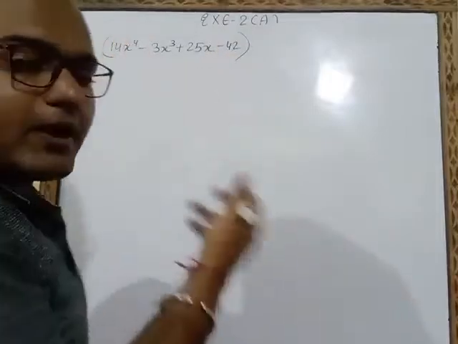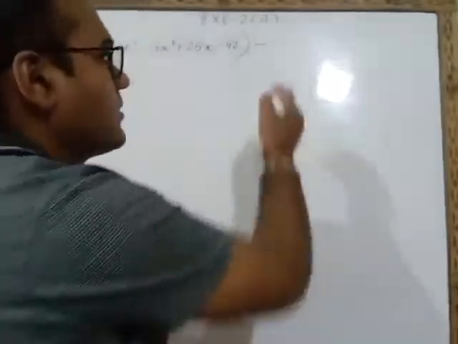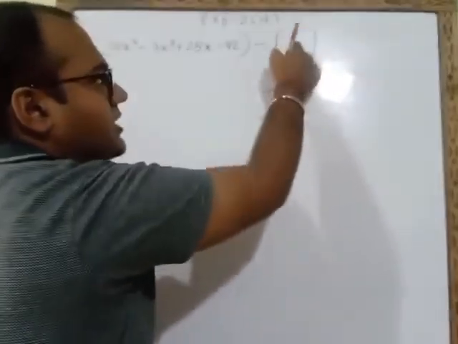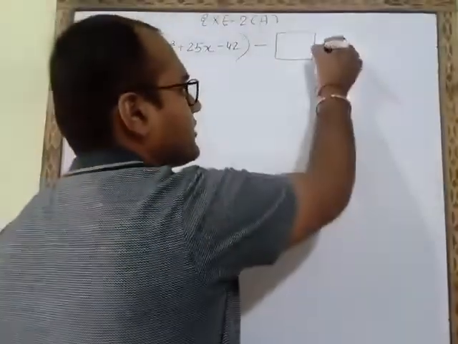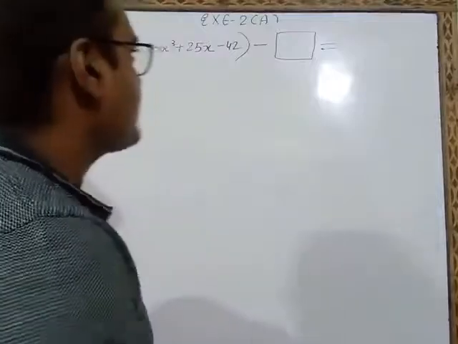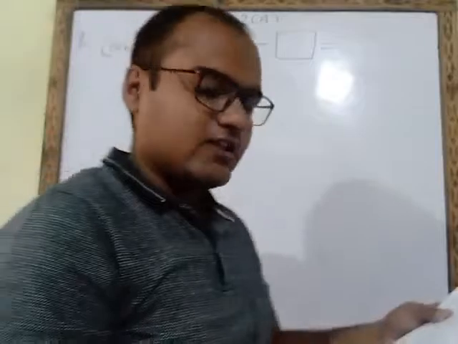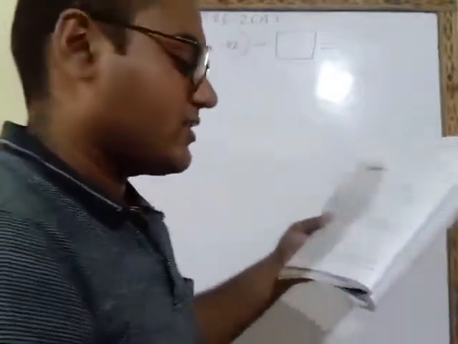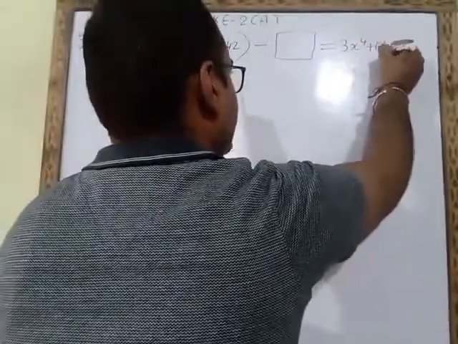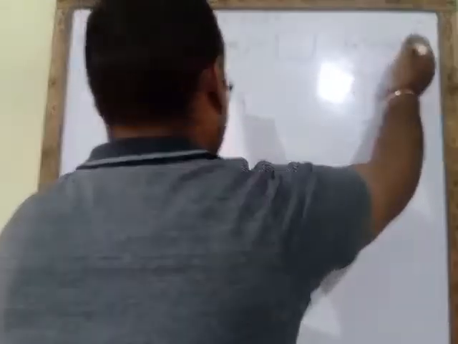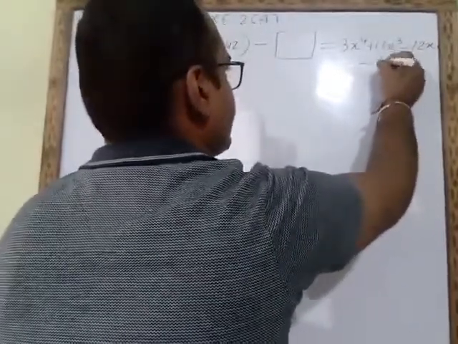इसमें से क्या माइनस करें? So you have to do subtract, and he is asking you what number you have to subtract here, so that you should get the answer. So we have to put equal sign. So when we will subtract these two, we will get the answer. So what is the answer? He said in the question, to get 3x power 4 plus 17x power 3 minus 12x minus 65.